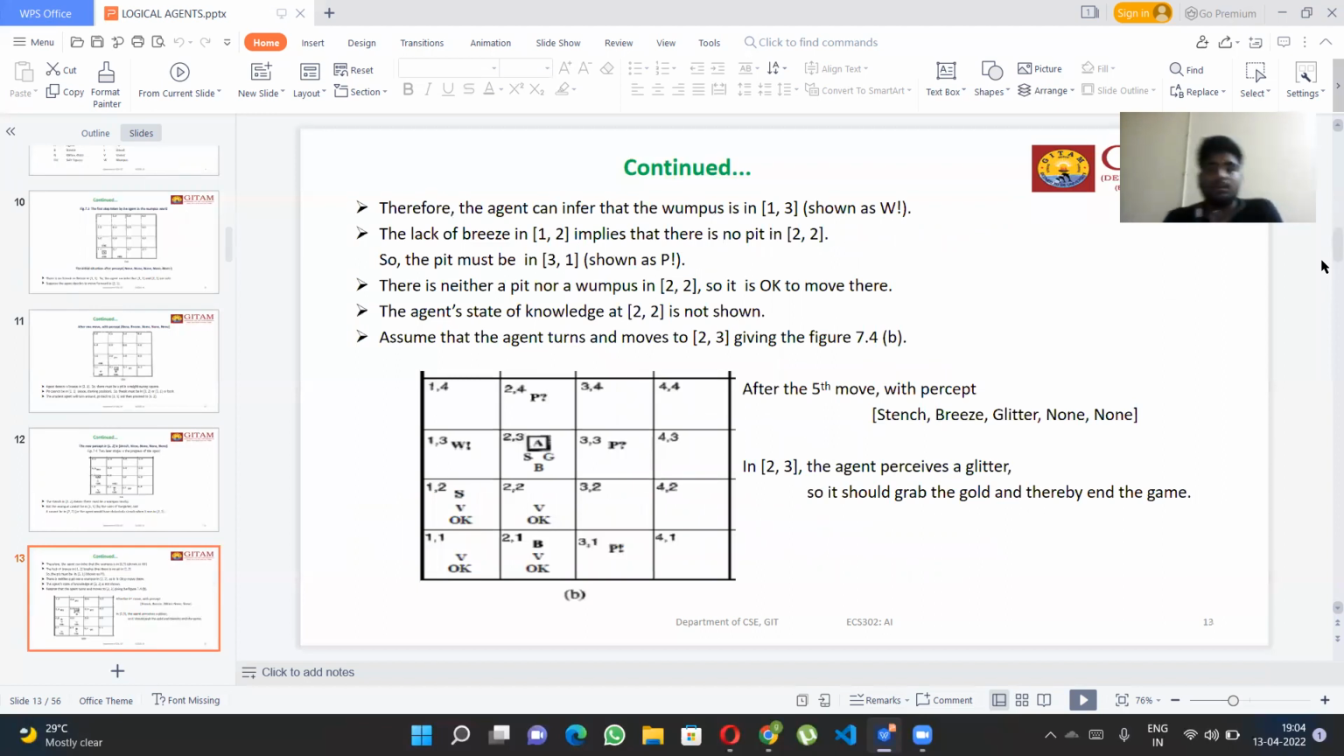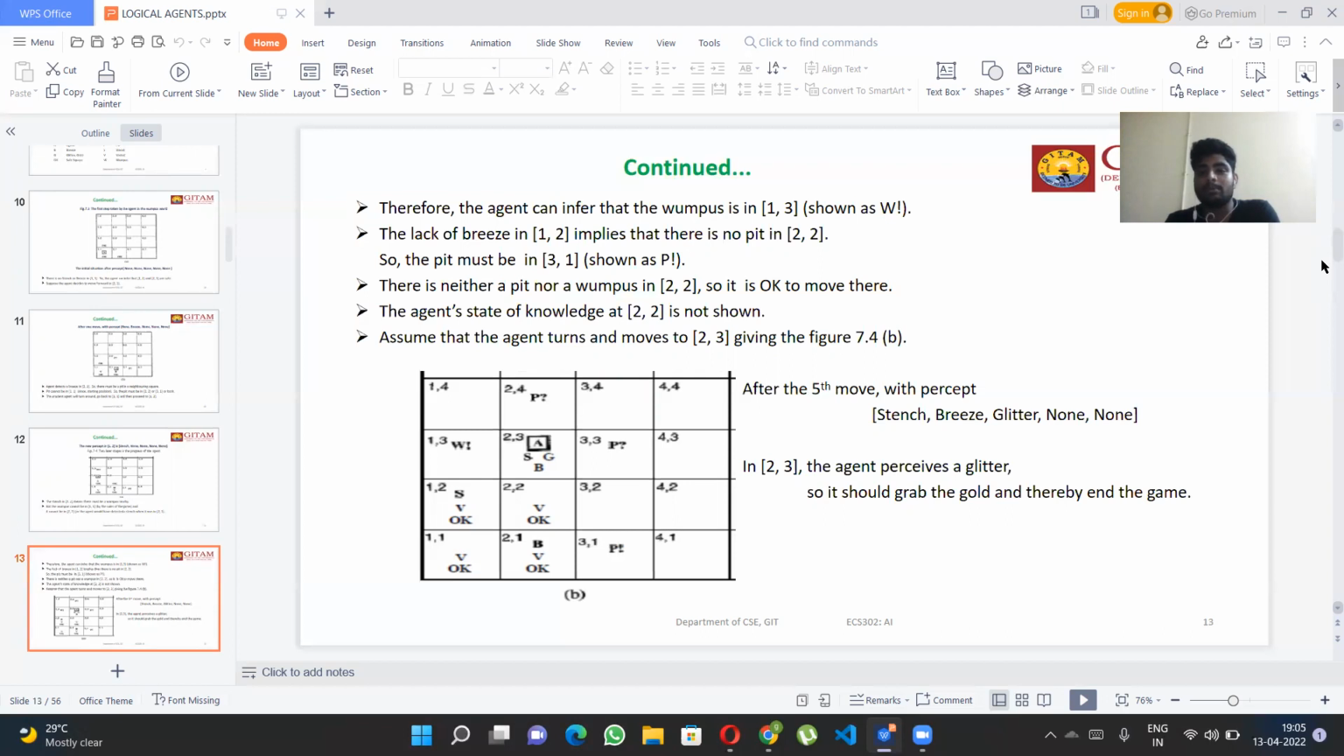There is an agent, and the agent can infer the Wumpus in 1,3, as shown in the figure. The agent can infer the Wumpus in 1,3 because of the lack of breeze. Because there is no breeze in 1,2, it implies there is no pit in 2,2. So the pit must be in 3,1.